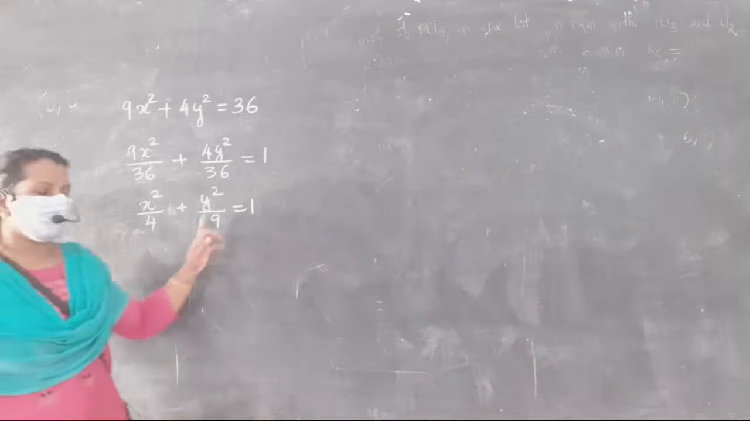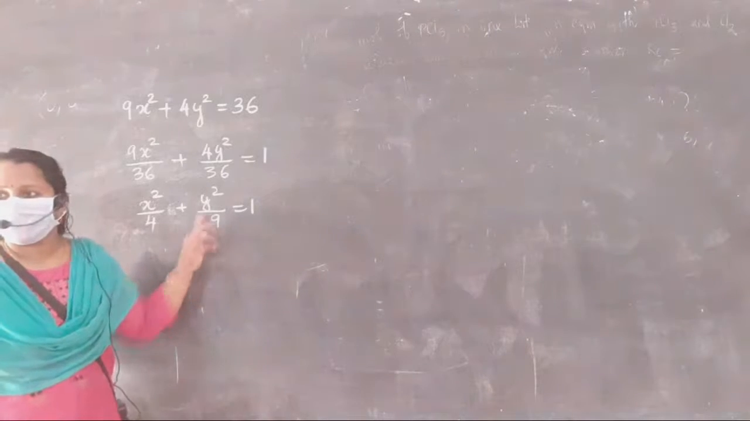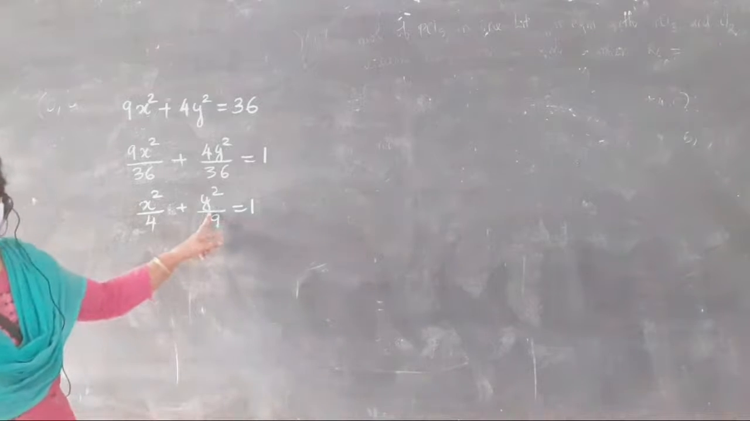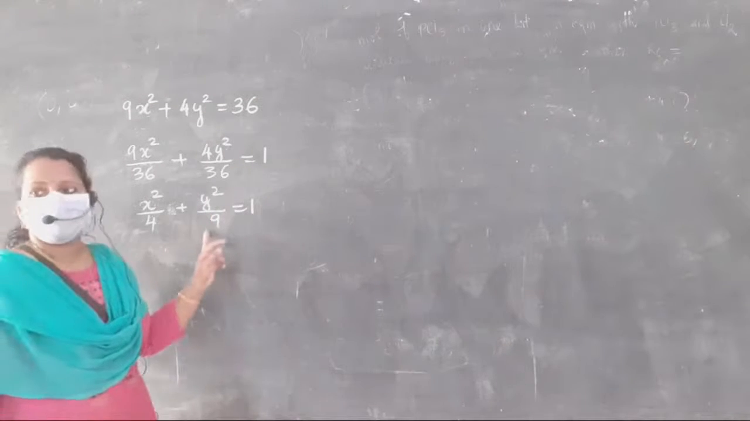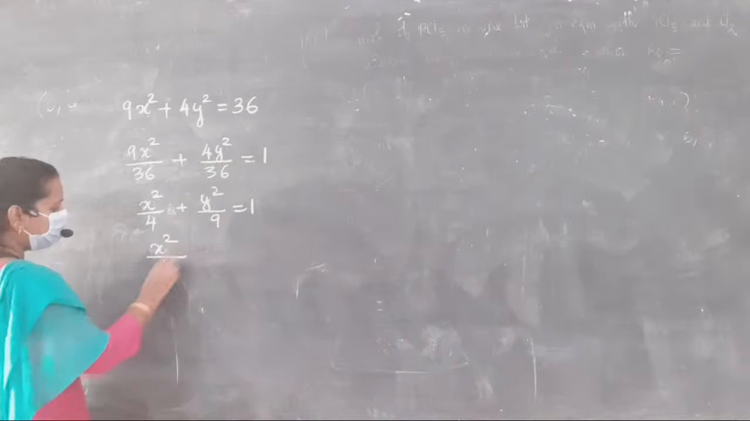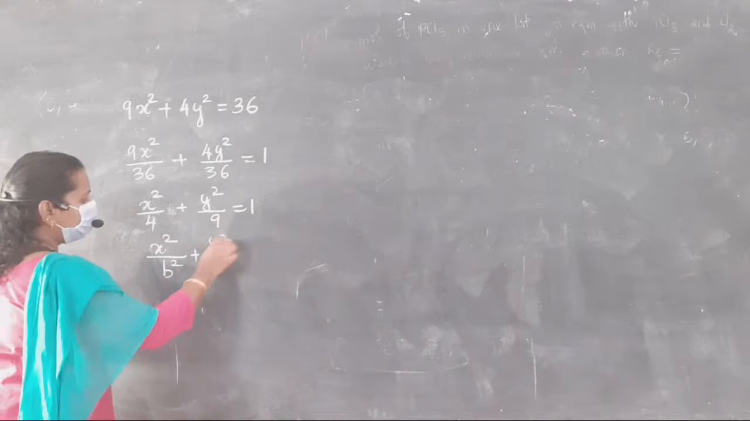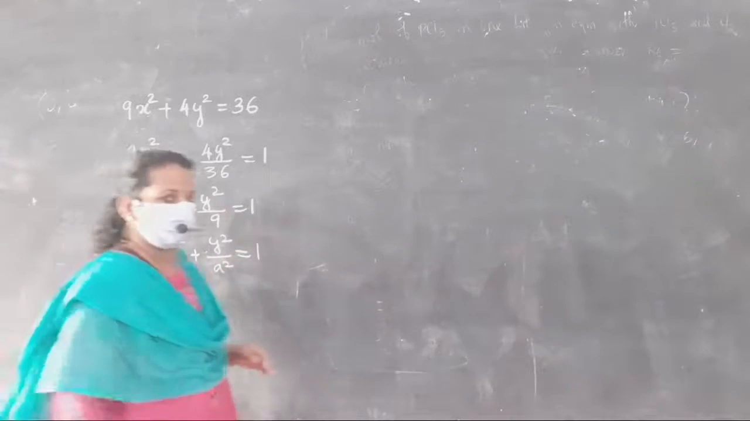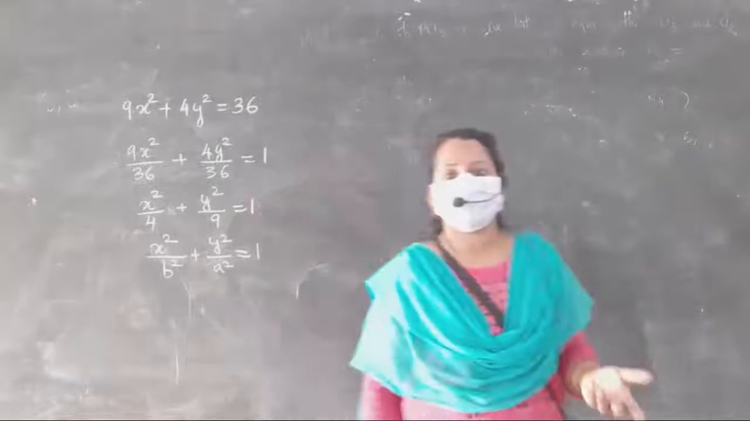ഇവിടെ ഏതാ കൂടുതൽ? 9 ആണ്. 9 ഏത് താഴെ വരുന്നേ? y square ന്റെ താഴെയാണ്. That is a square എന്ന് പറയുന്നത് ഏതാണ്? 9. The form is x square by b square plus y square by a square equal to 1. എന്നാൽ ഫോക്കയും വെർട്ടിസസ് ഒക്കെ എവിടെയായിരിക്കും?